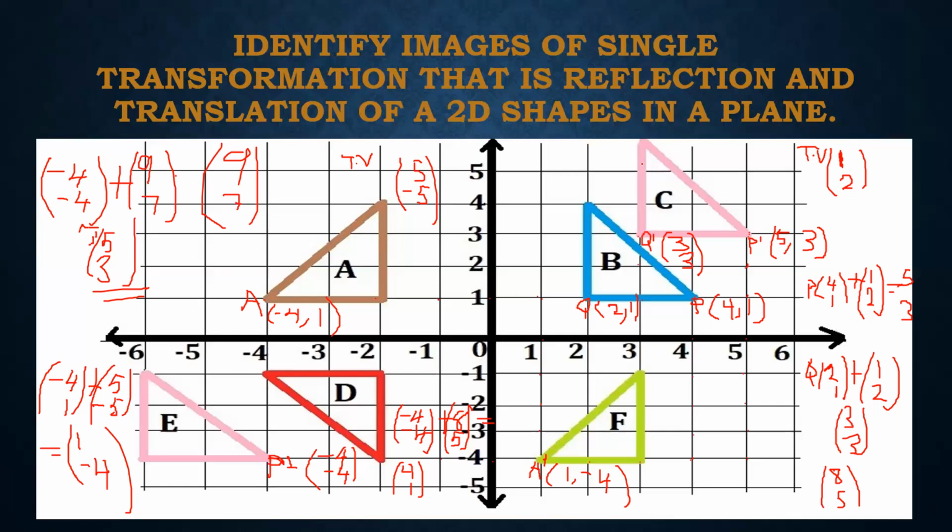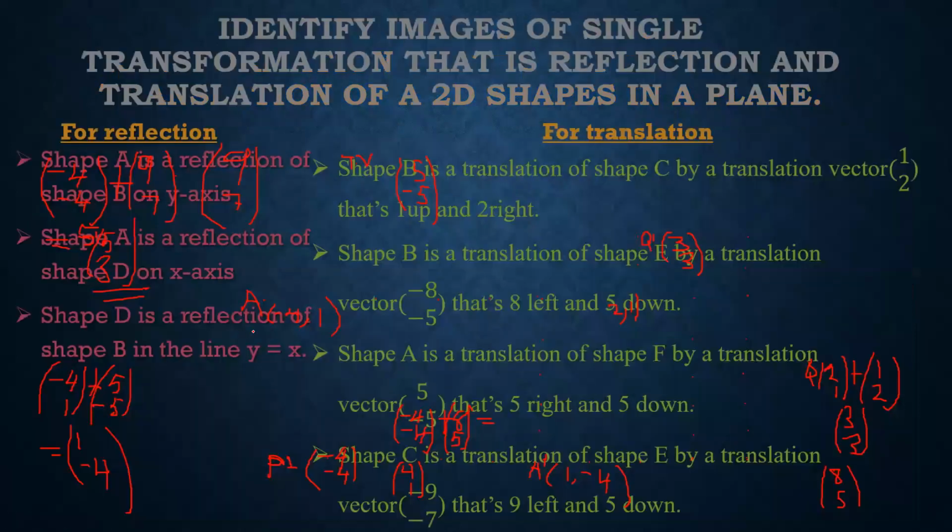So this is how to identify a single transformation, that is the reflection and what? Translation of 2D shapes, a shape with only length and breadth. Now we have done. Okay, so per the summary of what we did, for the reflection, we were able to realize that the shape A is a reflection of what? Let me clean the board. Okay.